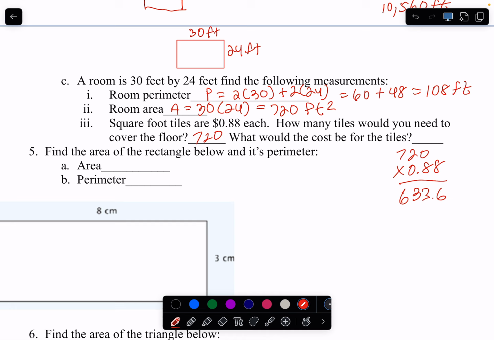633.6. That's not how we write money. What's a better way to write that? Dan, how would we write 633.6 in money? Okay, if the answer said round to the nearest dollar, yes. But if we wanted to keep the cents, how could we write it? Go ahead, you can share.